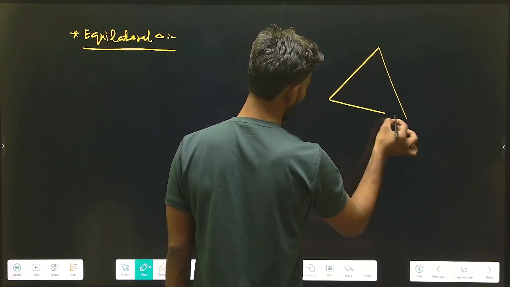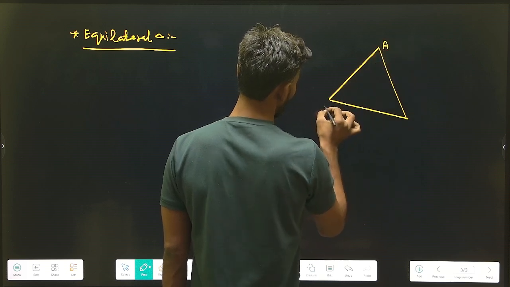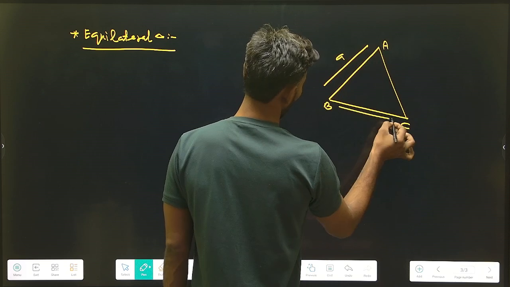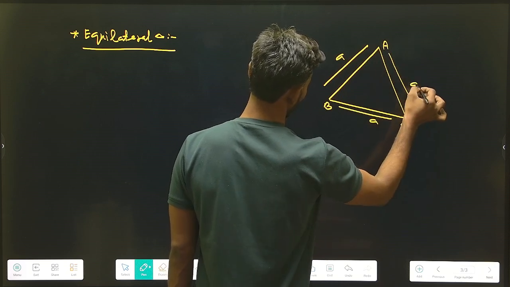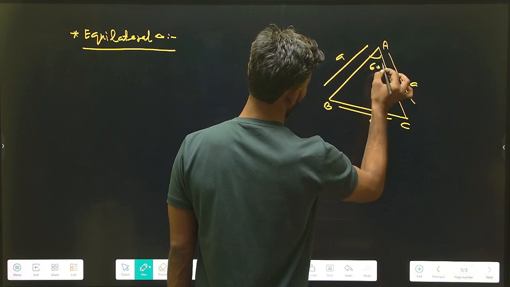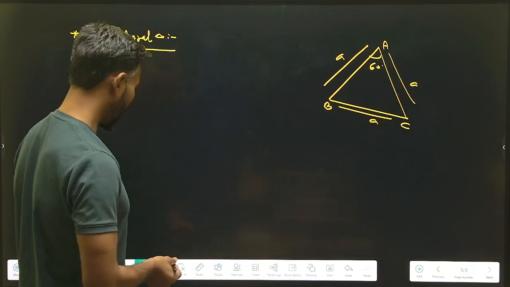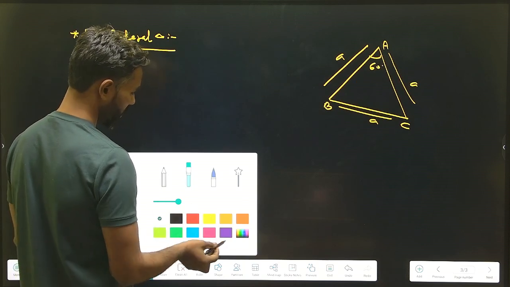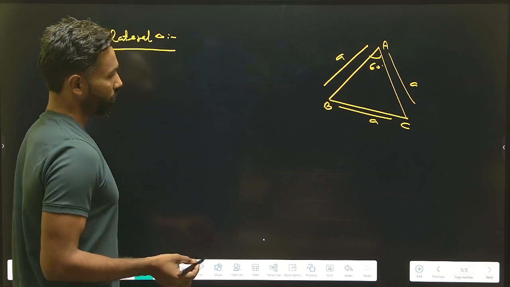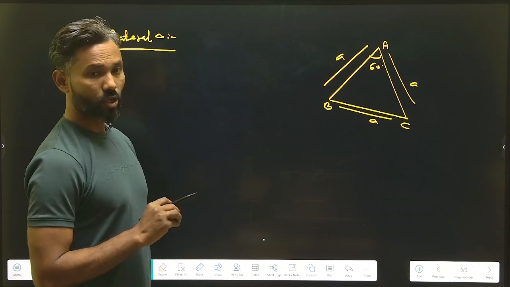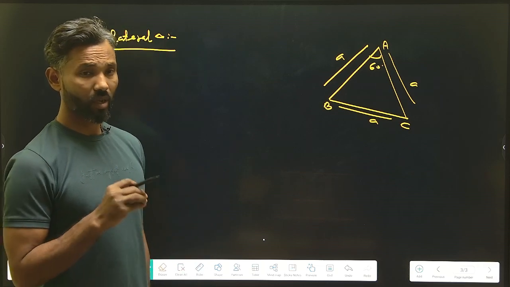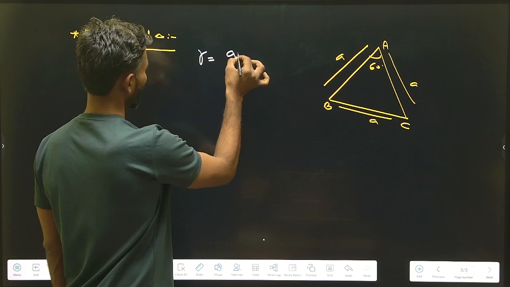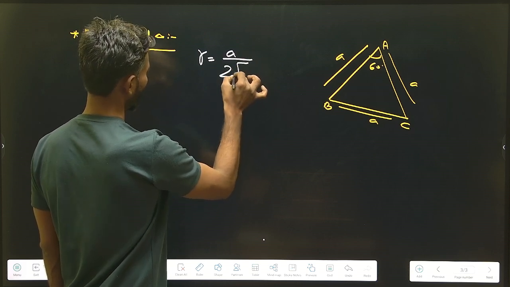Suppose this is an equilateral triangle. Each side will be equal, and let's assume the length of each side is a centimeter and each angle is 60 degrees. Now firstly I'm writing the formula, then I'm going to tell you the derivation of this formula. When the examiner is asking you to calculate the length of the Inradius, the length of the Inradius will be a upon 2 root 3 for the equilateral triangle.